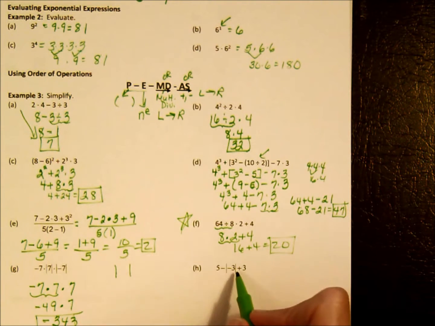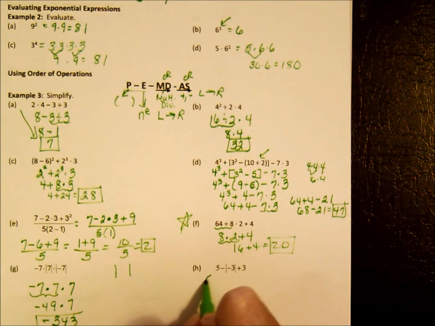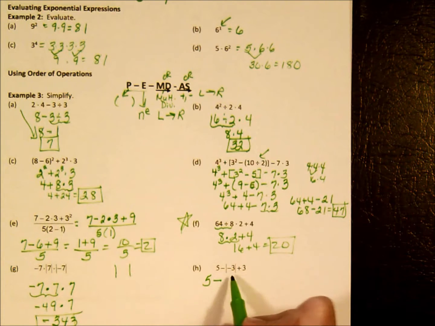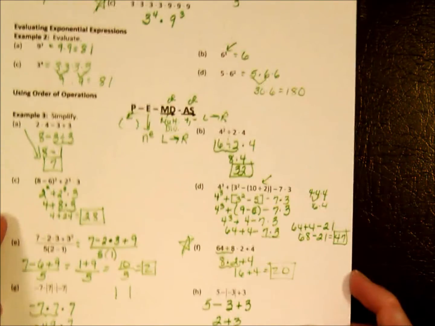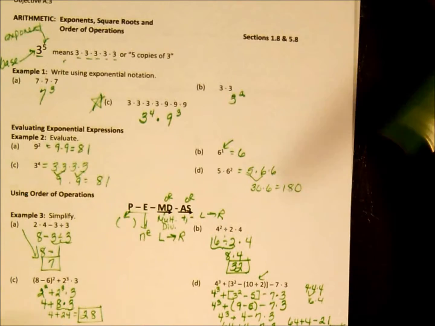Here we have another absolute value, so I have 5 take away the absolute value of -3 is 3 plus 3. I work left to right with add and subtract, so 5 take away 3 is 2 plus 3 is 5. Be very, very careful with order of operations because it's just so easy to make careless errors with those.